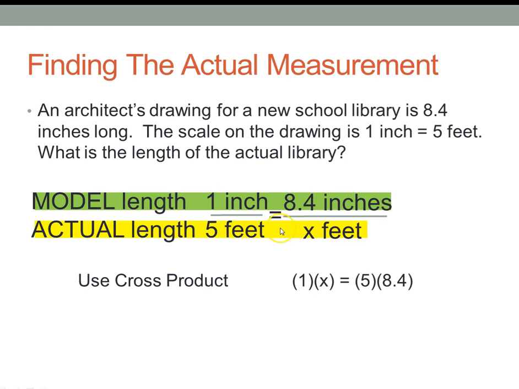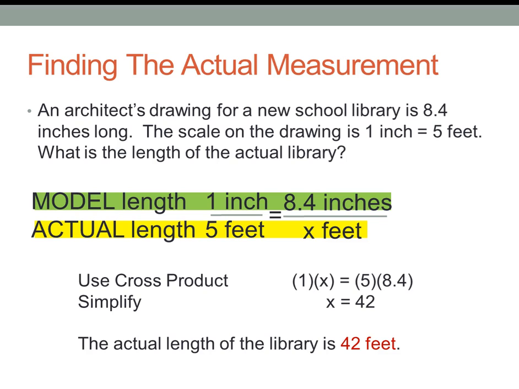I can cross here. So I can have 1 times x is equal to 5 times 8.4. And that's what I have for cross product. So I got my handy dandy calculator, and I've got x equals 42. All right, hey, I solved for x. That wasn't too bad. So the actual length of the library is 42 feet. So x here would equal 42 feet.